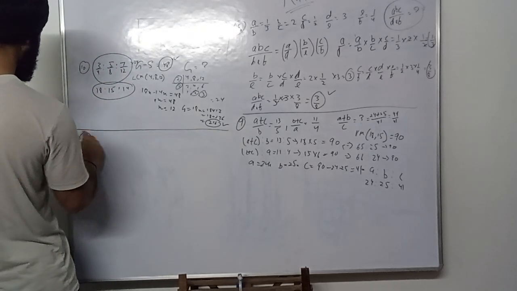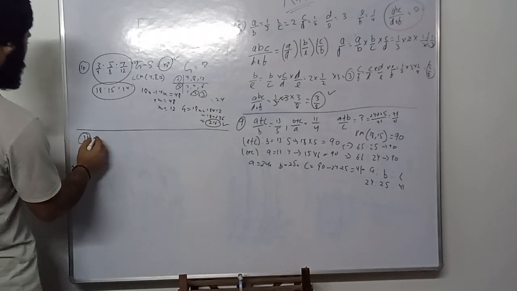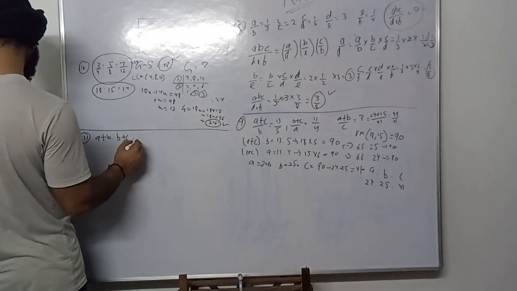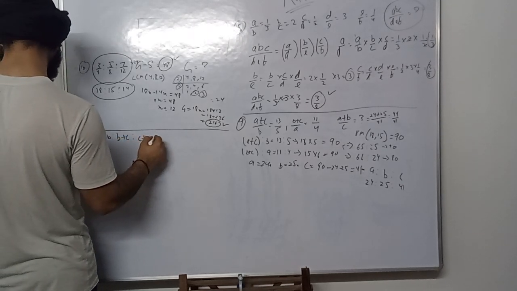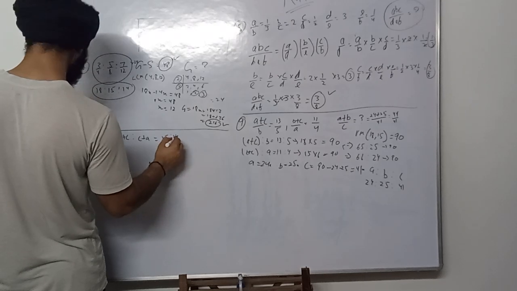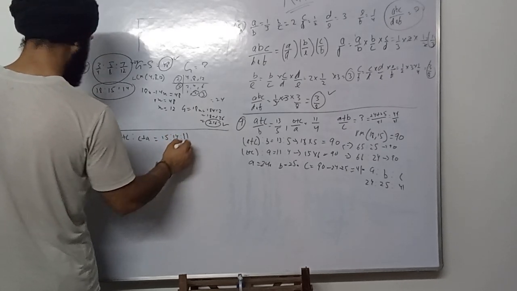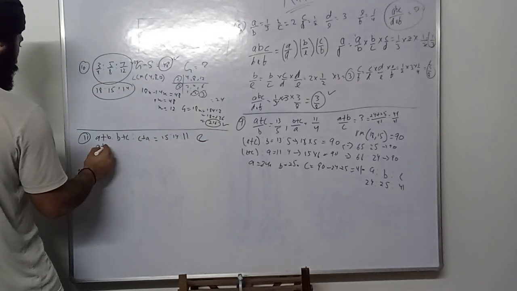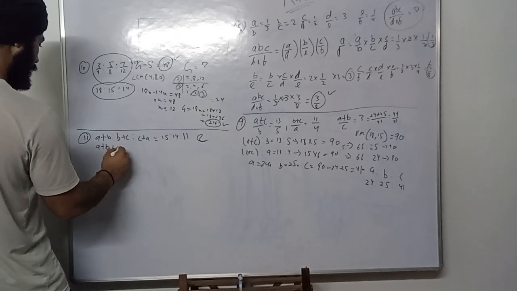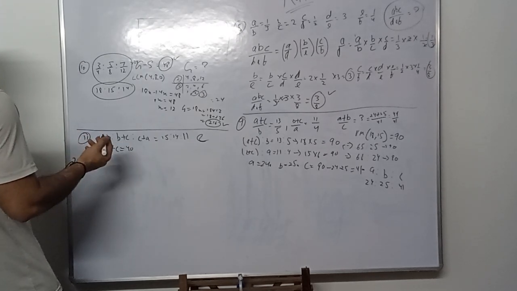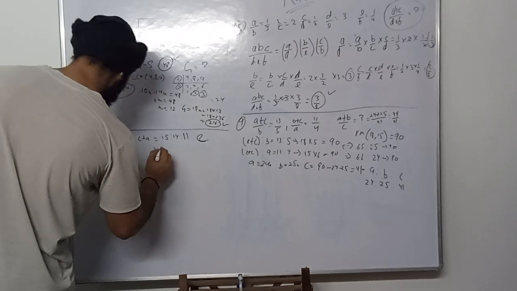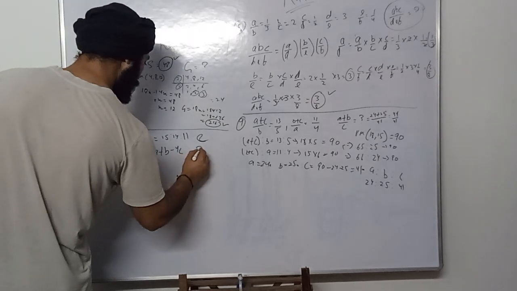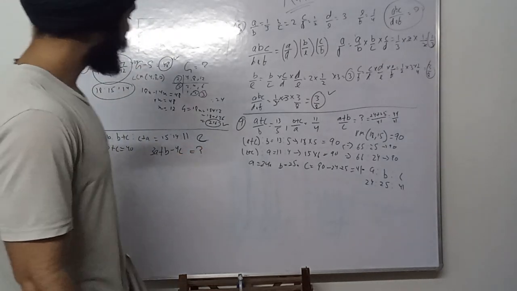Let's do question number 11. If the ratio of A plus B, B plus C, C plus A is equal to 15 ratio 14 ratio 11, and there is another condition, A plus B plus C is equal to 40, then what is the value of 3A plus B minus 4C? We have to find the value of 3A plus B minus 4C.